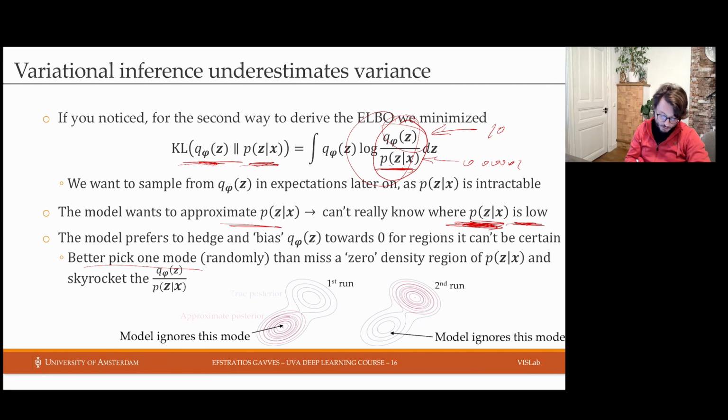So you pick a mode and you focus around that, and it doesn't matter if there's another mode with high enough density to be captured. The model prefers to stay on the safe side and focus on the area of z space that is familiar to it.